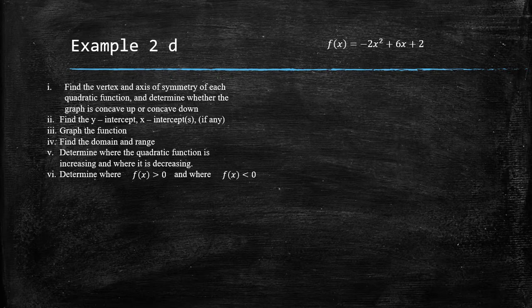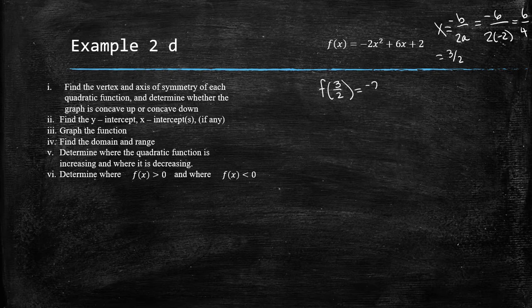Okay, vertex, so x is equal to negative b over 2a, so negative 6 over 2 times negative 2. The negatives cancel, so we'll get 6 over 4, which reduces to 3/2. And now we need to plug it in.